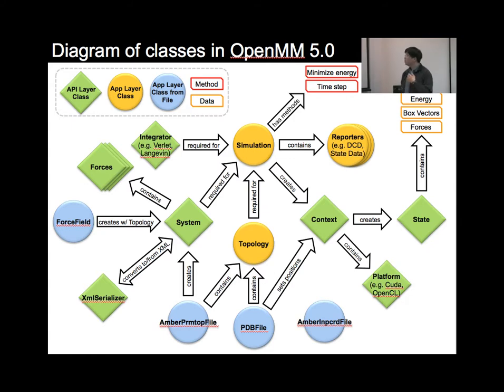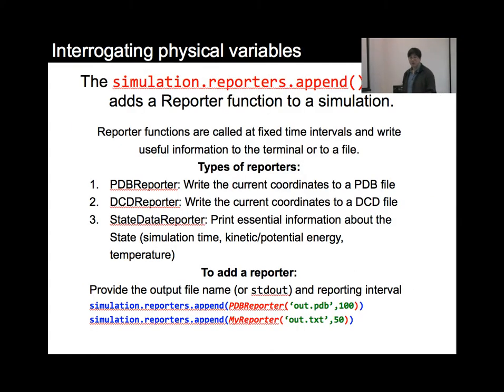Now, as you run the simulation, it's often useful to periodically get state information from a simulation, and that's what the reporters are for. Every simulation contains several what are called reporter objects. You can see them on the right side here. And reporters are functions that you can attach to the simulation object, which are called at a specified interval of time steps. For example, you might want to write out the coordinates in PDB format every 1,000 time steps or so in order to get what might look like a movie of your molecules moving around.